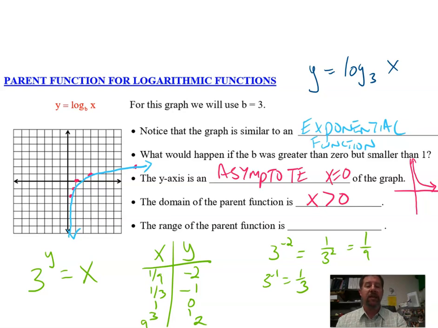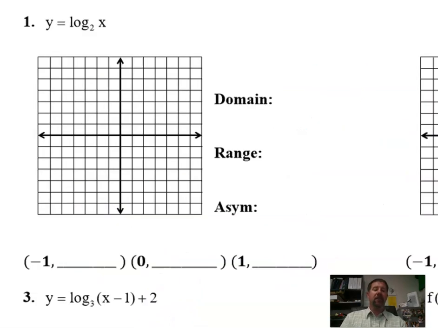My range, however, this is going up, and this is going down, so the range is all real numbers. So the rules have changed from our exponential functions to the log functions, and so the domain is now x is greater than 0, and the range is all real numbers. All right, so let's graph another one of these things by hand.